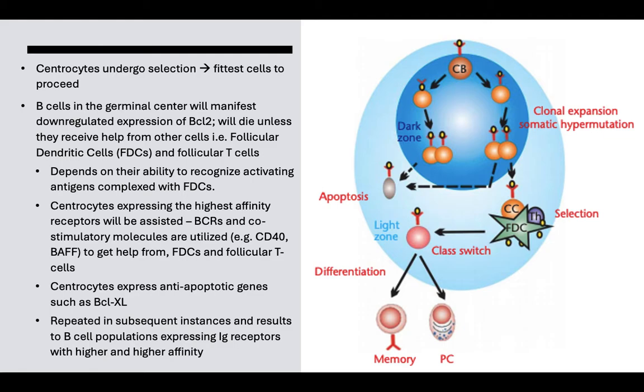Centrocytes that will be assisted by FDCs and follicular T cells will of course receive stimulatory molecules, stimulatory cytokines, and essentially they will now be transitioning to a state where they will express more anti-apoptotic genes like BCL-XL. That's an example of an anti-apoptotic gene, telling the centrocyte that it needs to survive or making the centrocyte more fit compared to others.